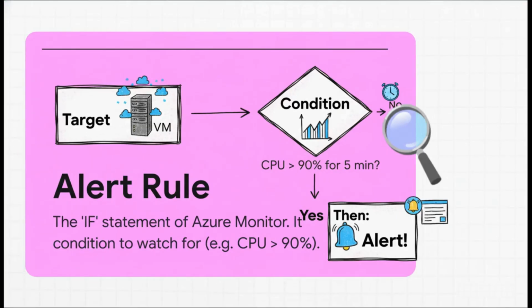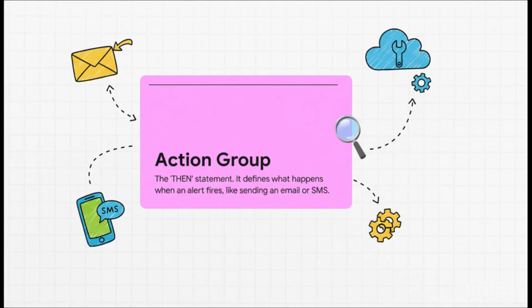The absolute core of this whole system is the alert rule. And the best way to think about it is as a simple if statement. You just define what you're watching, like a specific VM, and then you set the condition. If the CPU on that VM goes over 90% and stays there for 5 minutes, then what? Then an action group gets triggered.